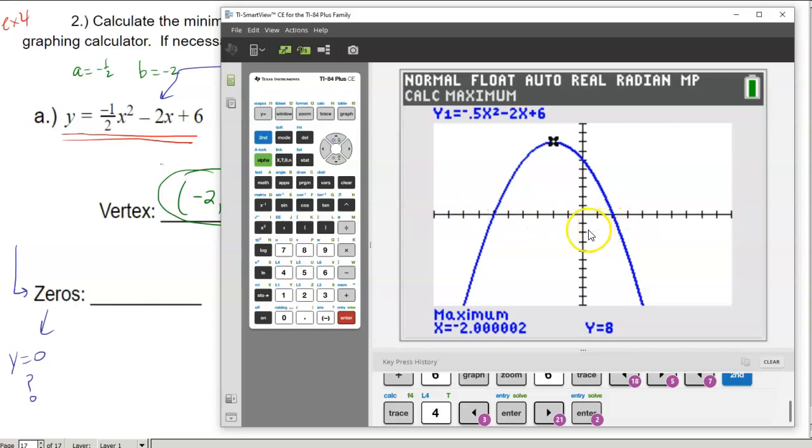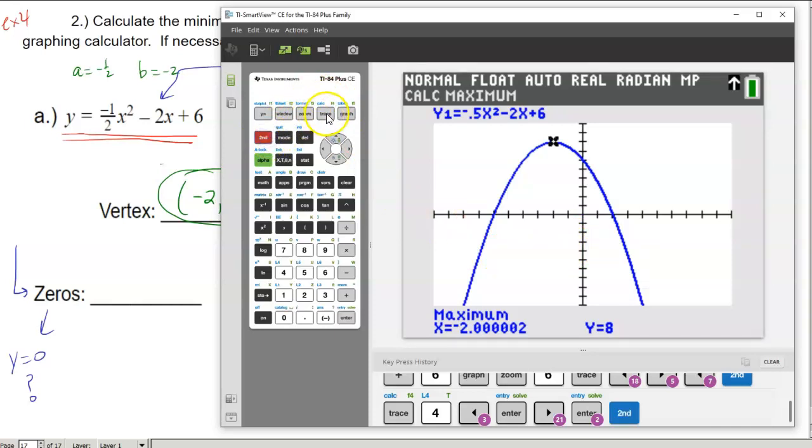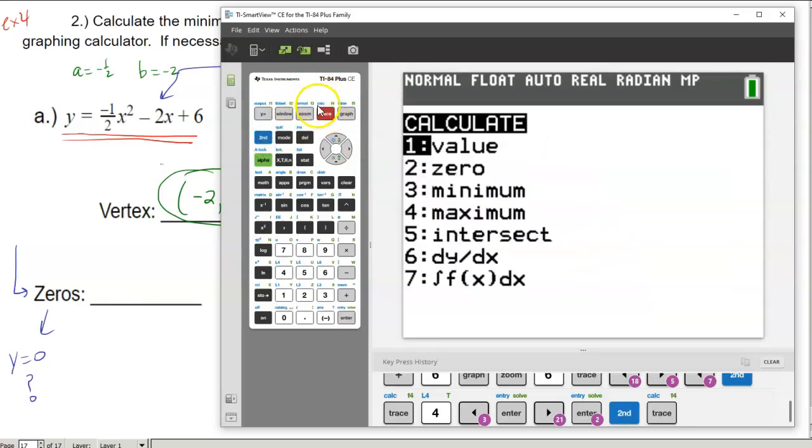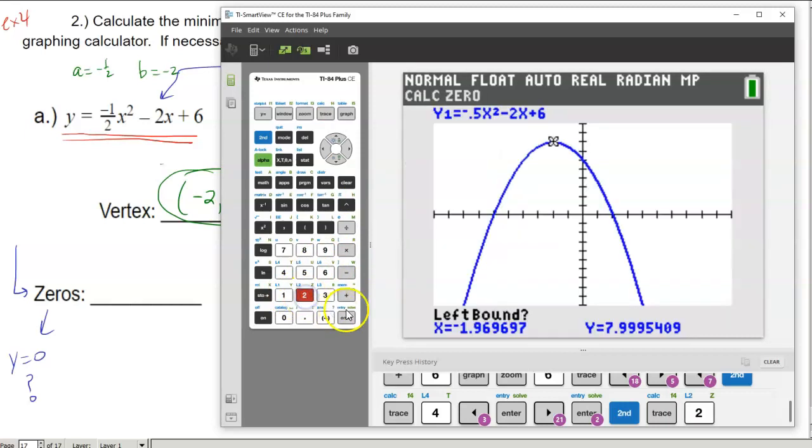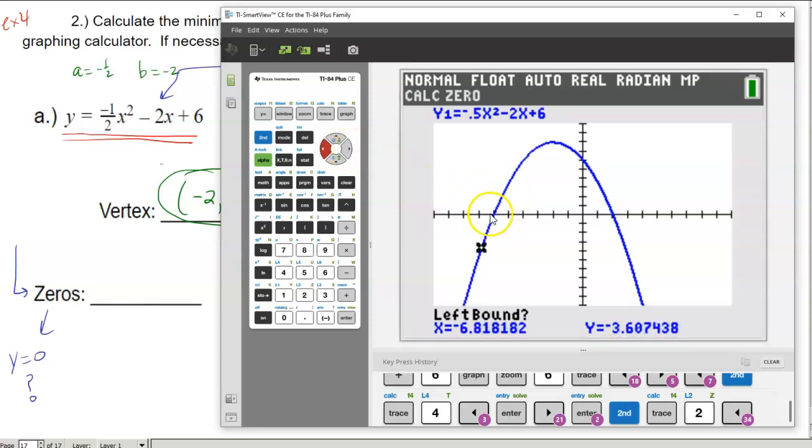If I want to find that 0, I could trace and approximate it, or again, I could click on second and then click on trace to go to the calc menu. And then it's going to say, all right, you can go to the 0 function here. So I'm going to click on number 2. And then it's going to say, go to the left and to the right of where your 0 is. So I'm going to do the same thing, but now I'm trying to go to this left 0 over here. So I'm going to go a little bit to the left of it.